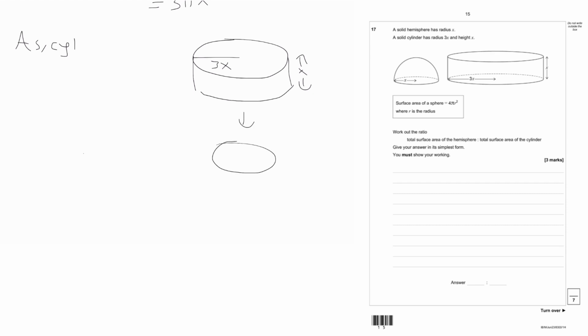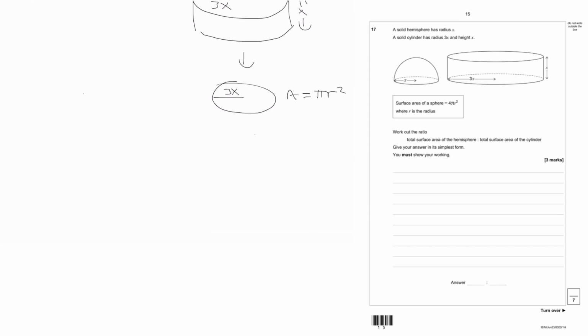So, the area here is pi r squared. We have another circle on the bottom, which again has a radius of 3x, so it has an area of pi r squared. Obviously, I should say 3x, but we'll convert it after. And then finally, we're left with this strip around the outside.